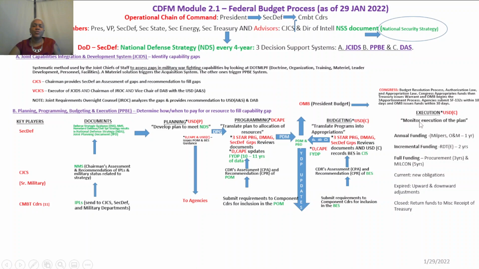So part of the execution means that we're monitoring the execution of the plan. All of this, we made sure everything was in line. We asked for the money for it, and now someone needs to monitor internally. That is also the responsibility of the USD Comptroller, budgeting and execution, monitoring the plan to see how we're spending. Along that same line, a part of that monitoring is quarterly: the agencies have to submit an SF-133 execution document to OMB.